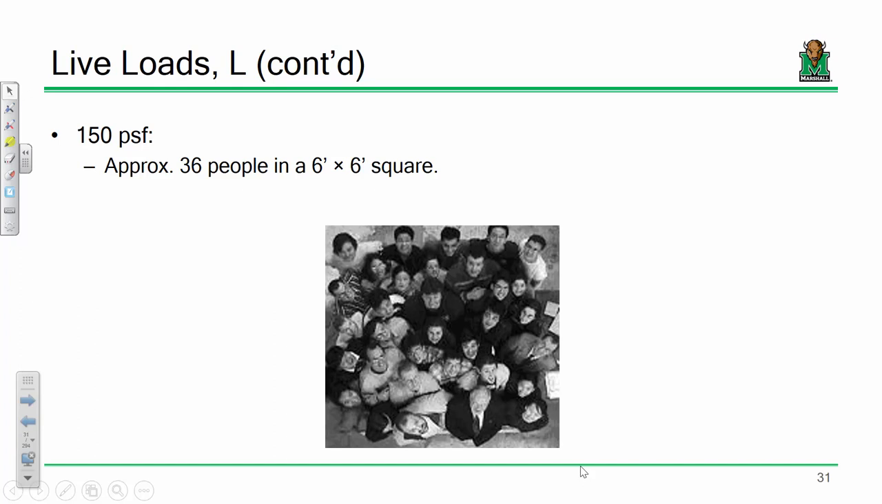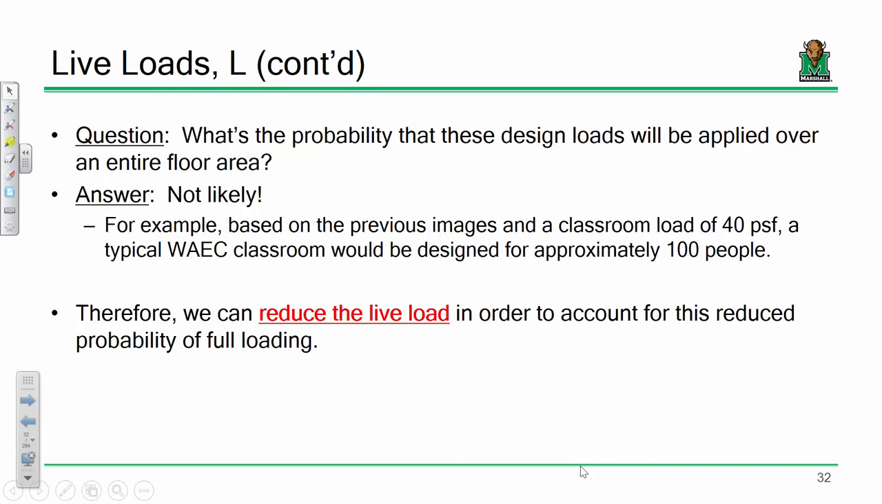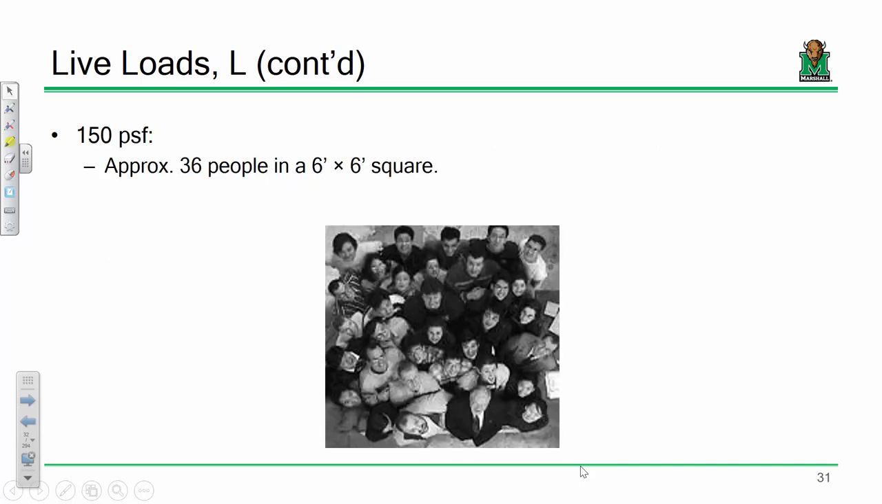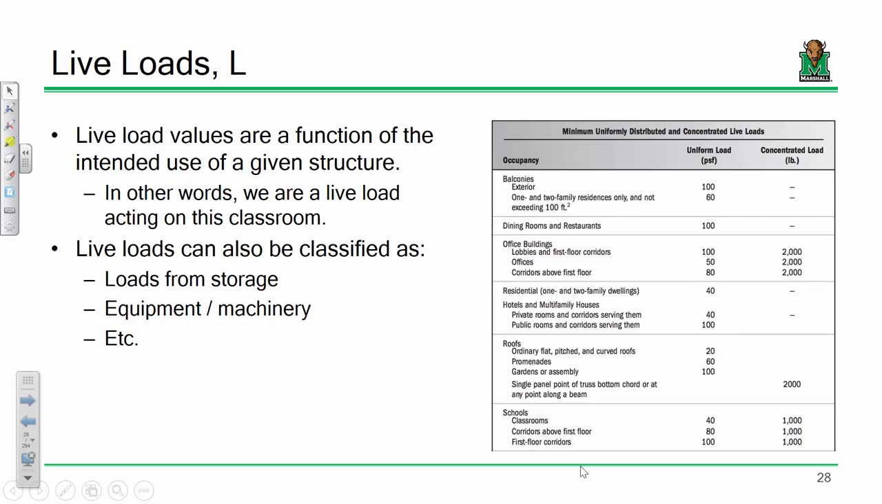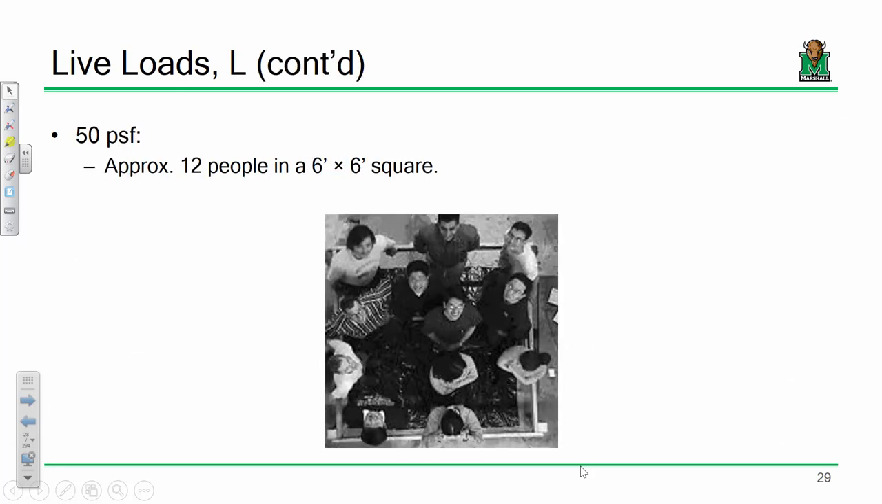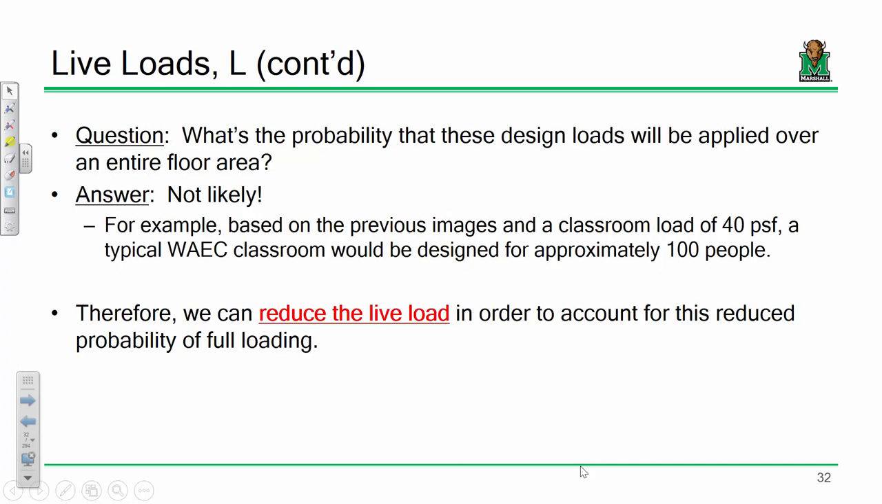Okay. Now, this is actually raising an interesting question. If you look at a typical classroom in this building and you did the math, so go back here. For classrooms, the uniform load would be 40 pounds per square foot. So 40 pounds per square foot in a room like this that we're in right now would probably be well over 100 people. Okay? Now, what's the likelihood that this room is going to have 100 people in it?